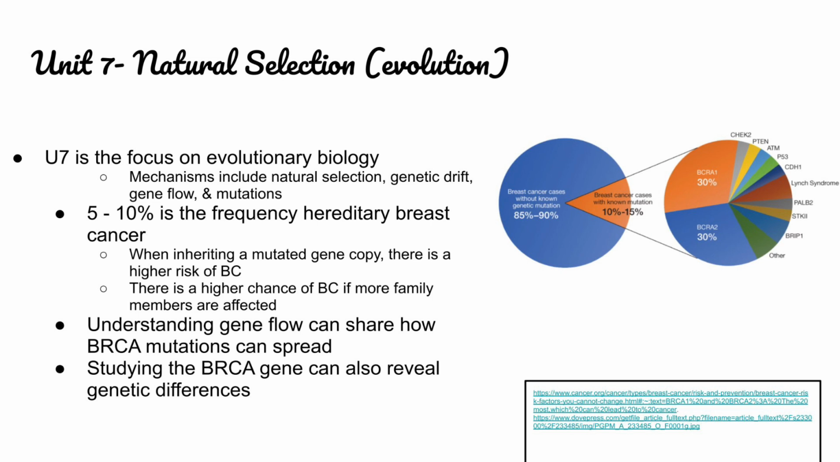Unit 7 focuses on evolutionary biology, examining mechanisms such as natural selection, genetic drift, gene flow, and mutations. Hereditary breast cancer, which makes up 5 to 10% of cases, is often linked to mutations in the BRCA gene. Inheriting a mutated BRCA gene significantly raises the risk of developing breast cancer, especially if multiple family members are affected or have been affected.